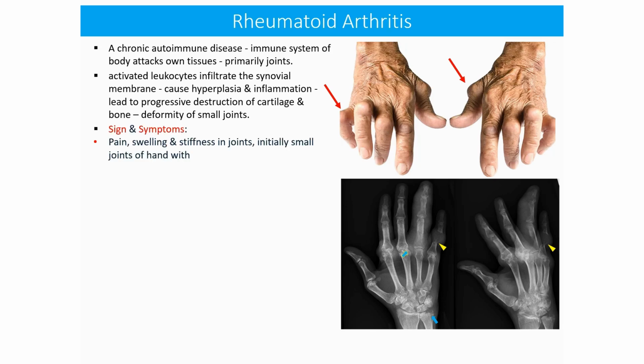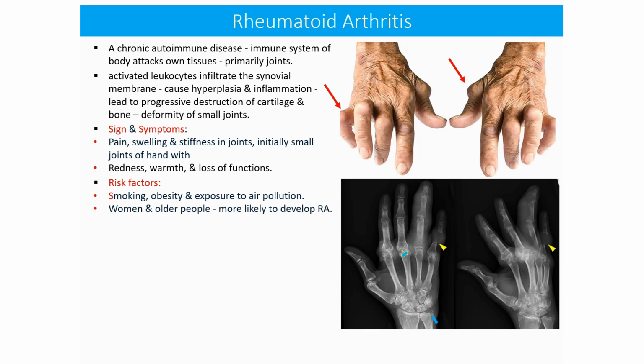The signs and symptoms of rheumatoid arthritis are pain, swelling, and stiffness initially in the small joints of the hand with redness, warmth, and loss of function. The risk factors include smoking, obesity, and pollution. Women and older people are more likely to develop rheumatoid arthritis.